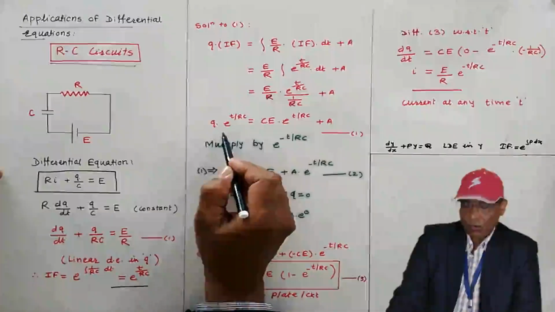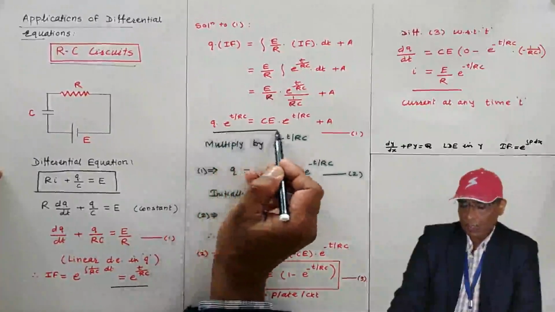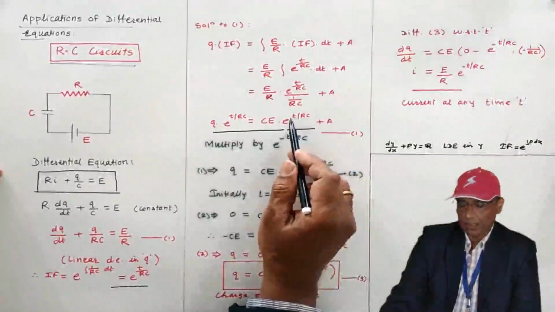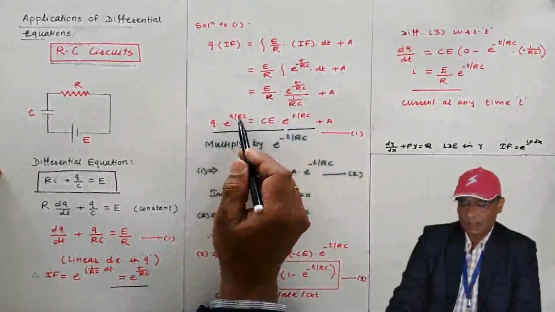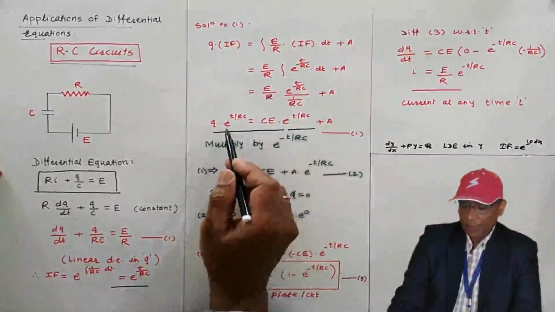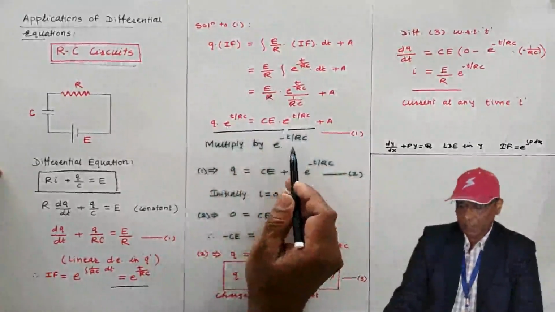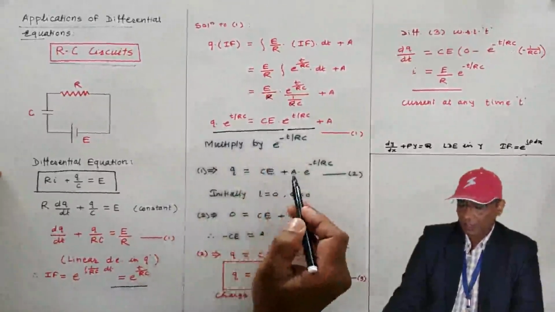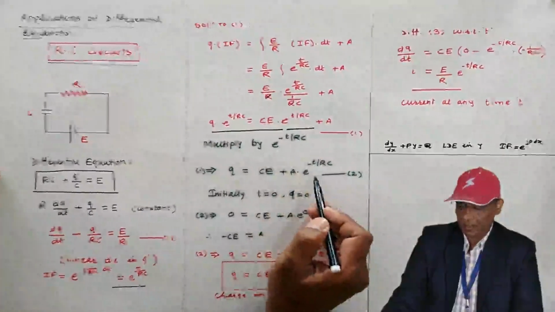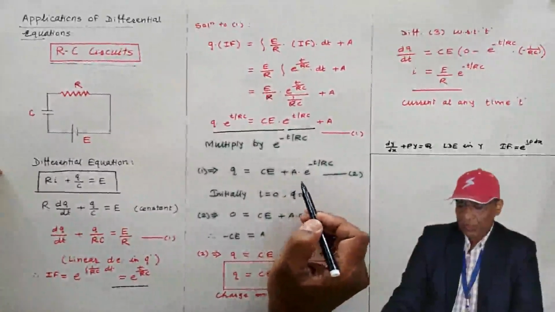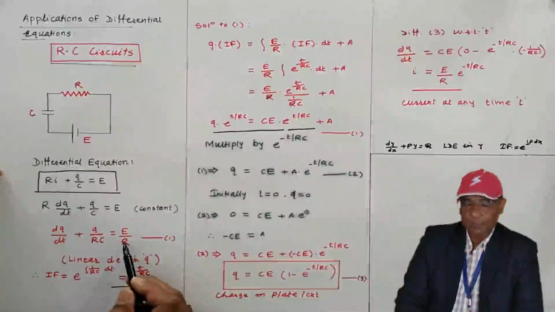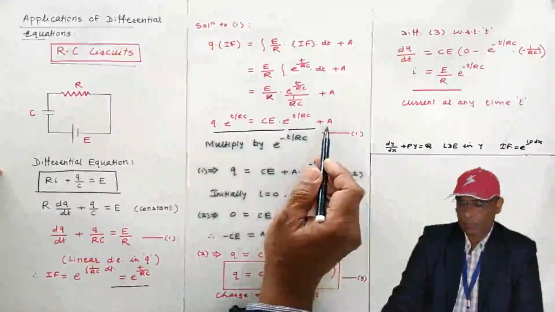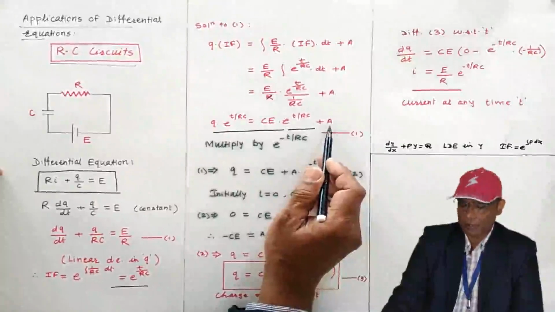Now, just for convenience, I am multiplying this equation by e to the power minus t by RC, so that the e to the power t by RC is removed from the left side. What will remain? Q is equal to CE plus A multiplied by e to the power minus t by RC. Now we have solved this differential equation, and this is the general solution, because A is an arbitrary constant.